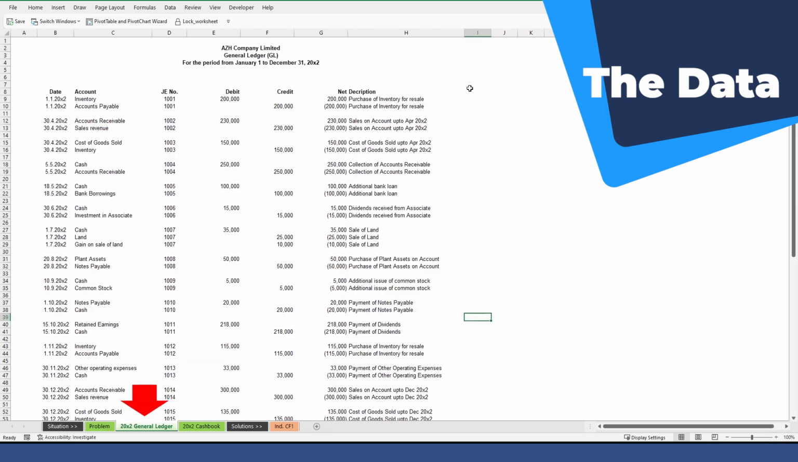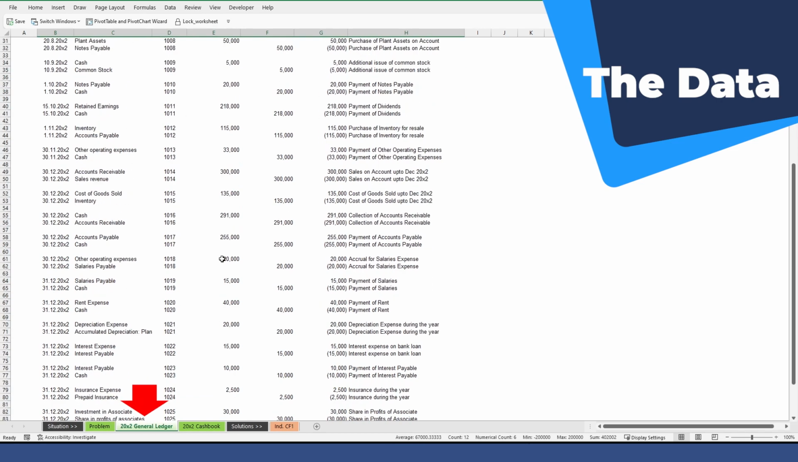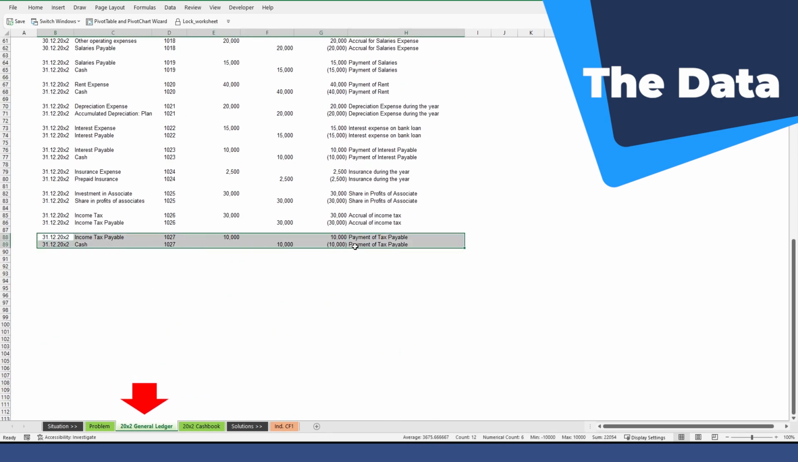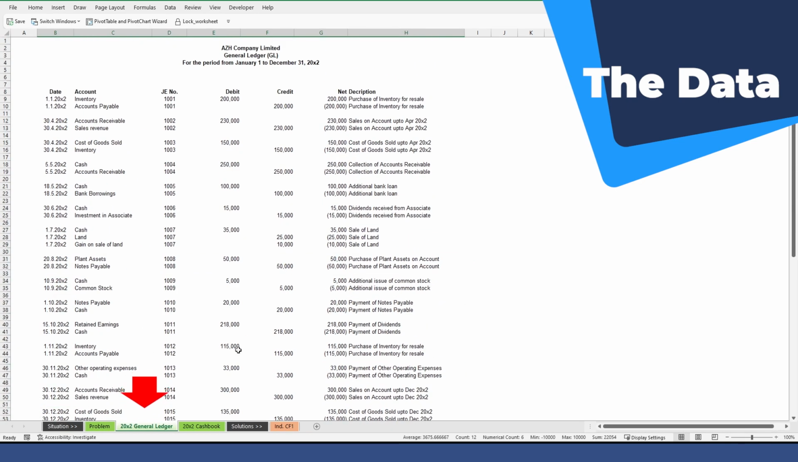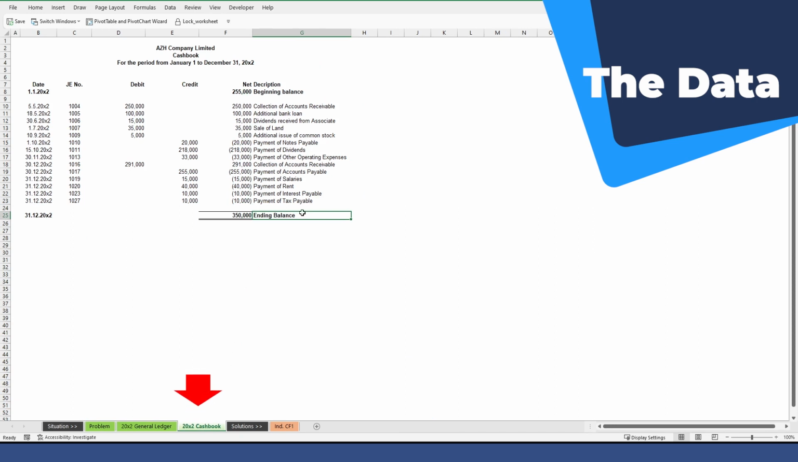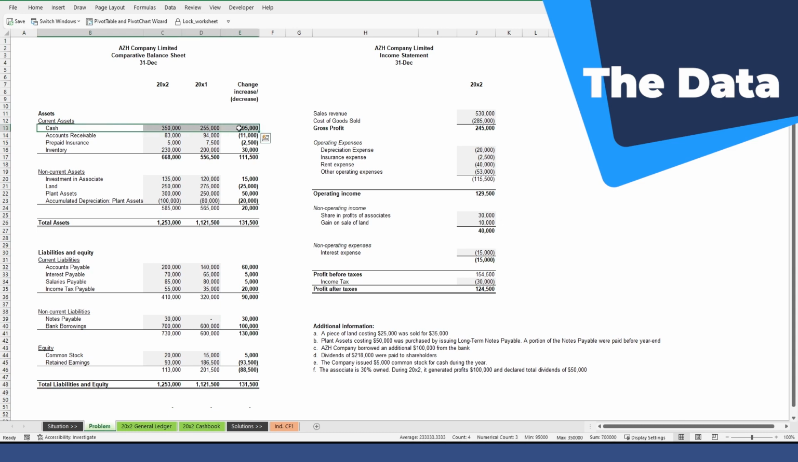The second tab shows the general ledger of the company during the year. In particular, it shows all of the journal entries from January up to the last journal entry entered by the company in December of the current year. And lastly, the last tab shows the cash book or the bank statement of the company during the year. As a way of checking, the beginning balance of $255,000 and the ending balance of $350,000 agrees to the cash balance in the balance sheet that we have shown previously.